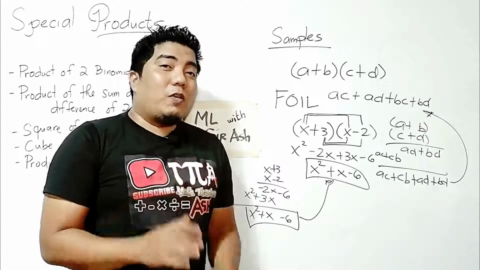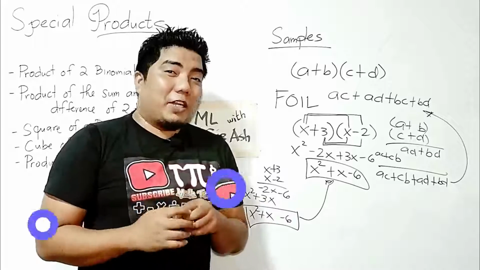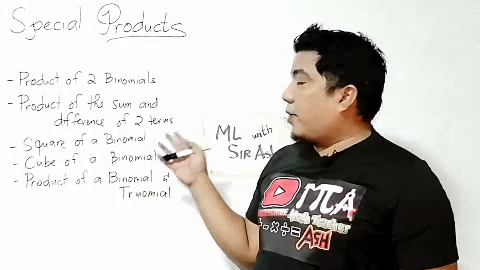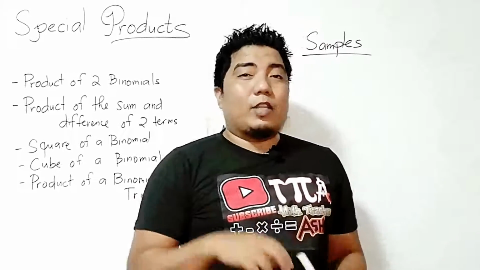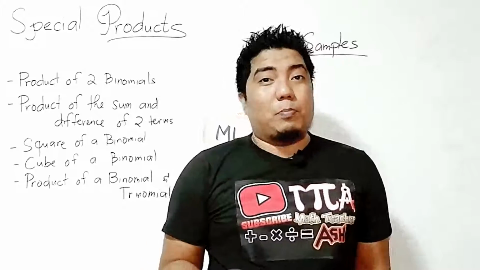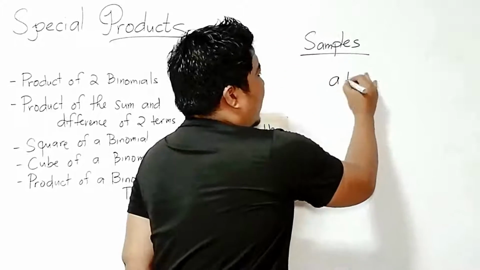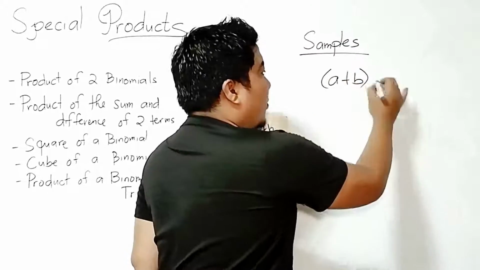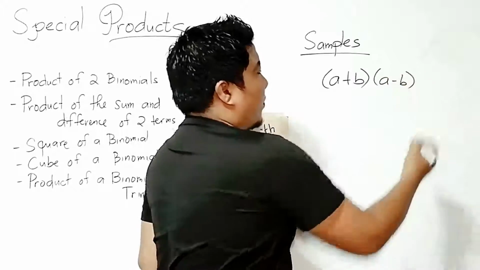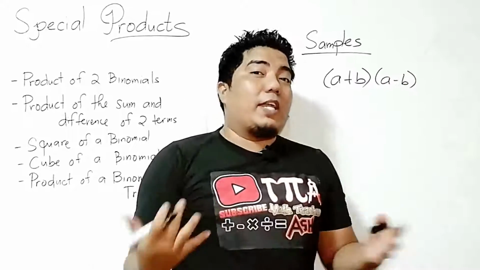Easy, right? So now let us go to our second scenario. Okay, math learners, for our second scenario, the product of the sum and difference of two terms, that means you have two terms that are the same, but they have a different operation. Example, if you have a plus b, that is the sum of two terms, and the difference of two terms is a minus b. So how do you multiply this kind of scenario?